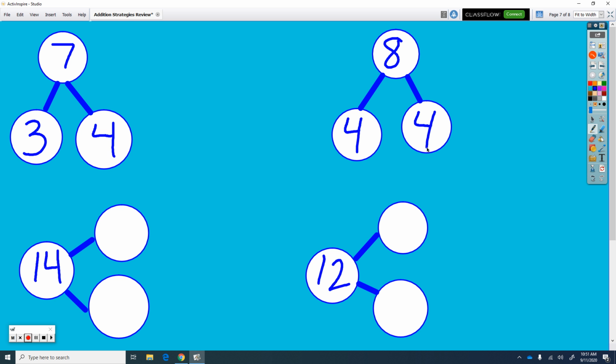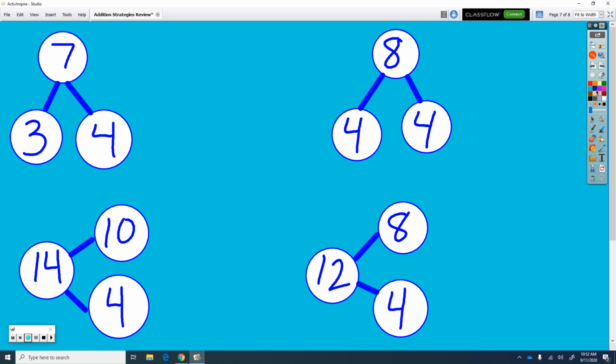Oh, 14. Ooh, I thought of a way to make 14. It's something we've been talking about. 10 plus 4. Are there other ways to make 14? Yeah, there's lots of ways to make 14, but we're just going to use 10 plus 4 for this one. All right, and then 12. Ooh, I thought of this one. Are there other ways to make 12? Definitely, there's lots of ways, but we're just going to use 8 plus 4 this time.